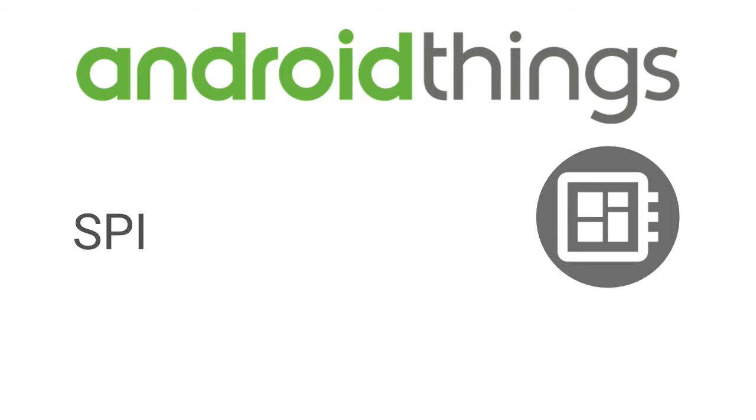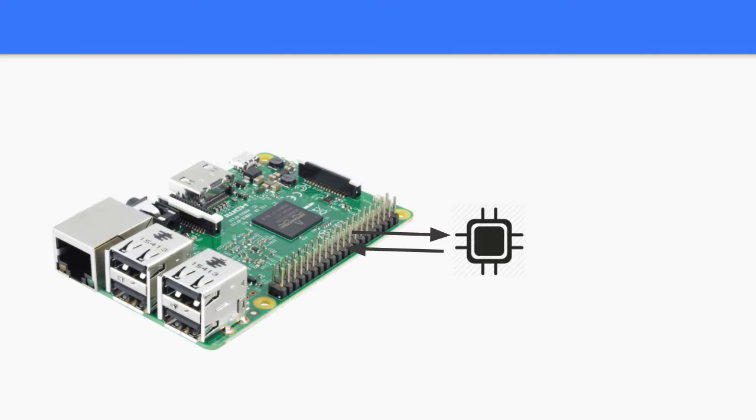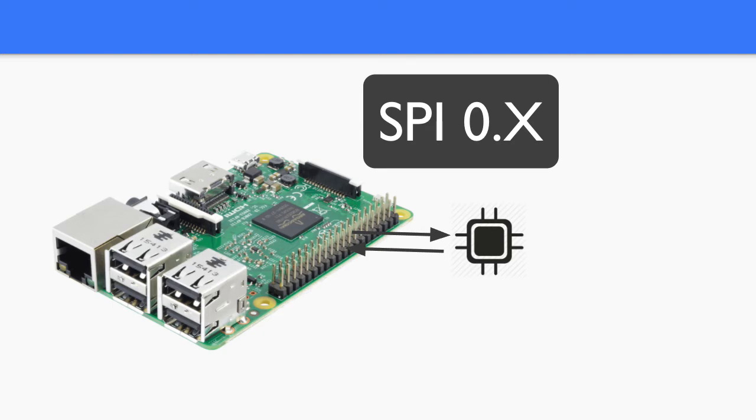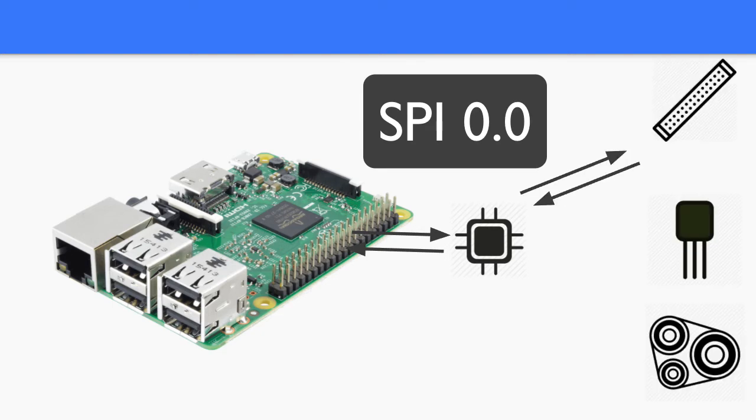Let's get started. SPI stands for Serial Peripheral Interface. This can be used for communicating to one or more peripherals quickly over a short distance. You talk to a master device and this communicates with each slave peripheral connected to it. With Android Things, you connect to each slave peripheral separately, hiding most of the complexity.